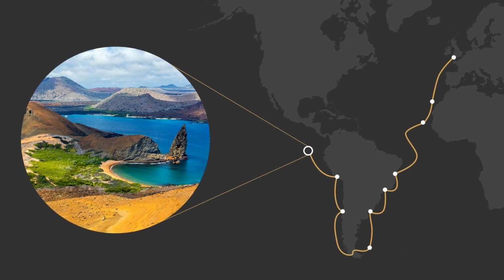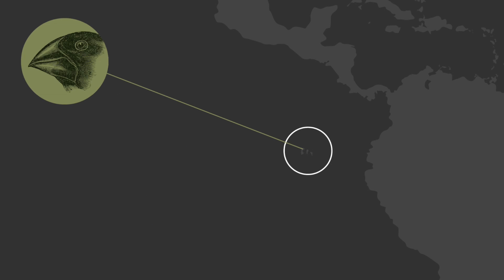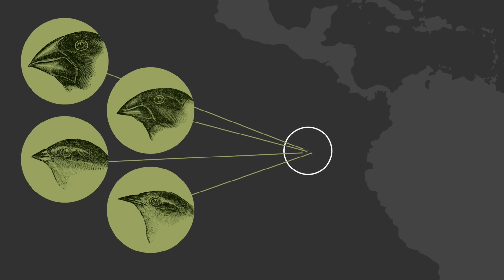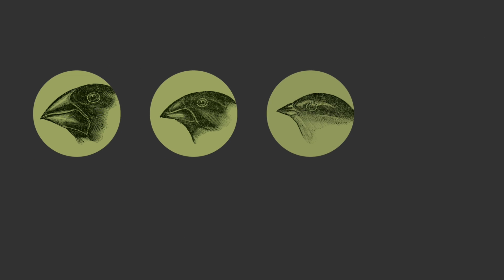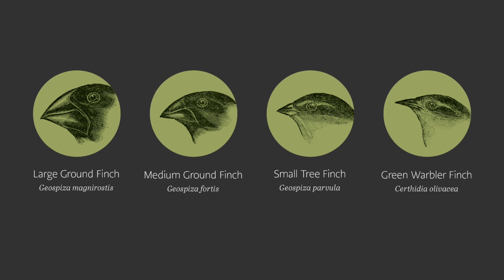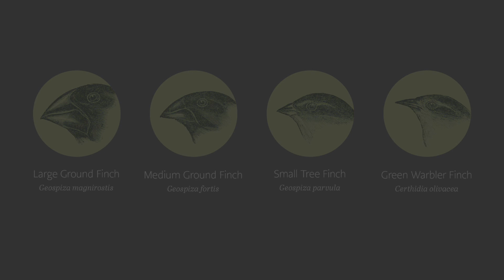As he explored the islands, he collected specimens of a number of birds that had similar body shapes but very different beaks. Back in England, in 1837, Darwin consulted ornithologist John Gould, who told him that the birds were all different but closely related species of finch. This was the clue that unlocked Darwin's now famous theory of evolution by natural selection.